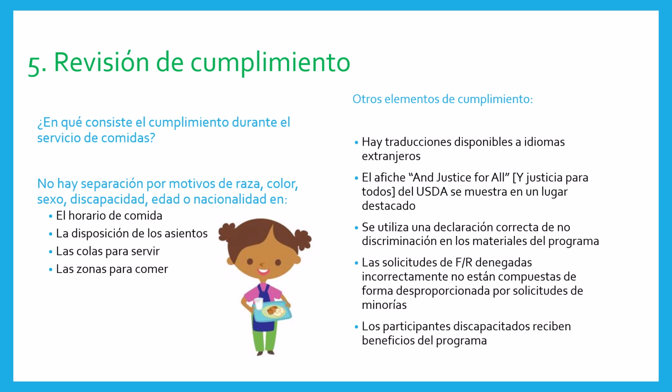So other areas of compliance include making translations of program materials available, displaying the And Justice for All poster, using the correct version of the non-discrimination statement on your program materials, correctly determining meal benefit applications and making sure that meal benefit applications aren't denied incorrectly, and if they are, that those denied applications aren't disproportionately comprised of minority populations, and that disabled participants are offered the same program benefits as all of your other participants.